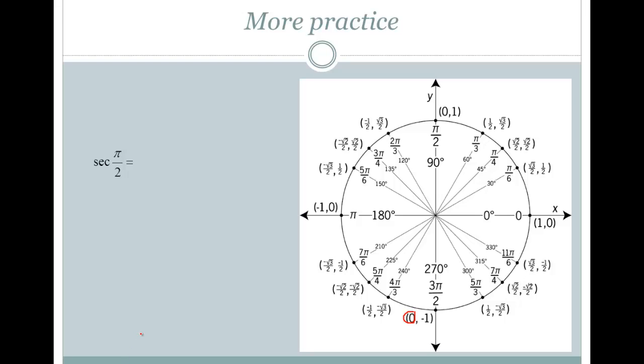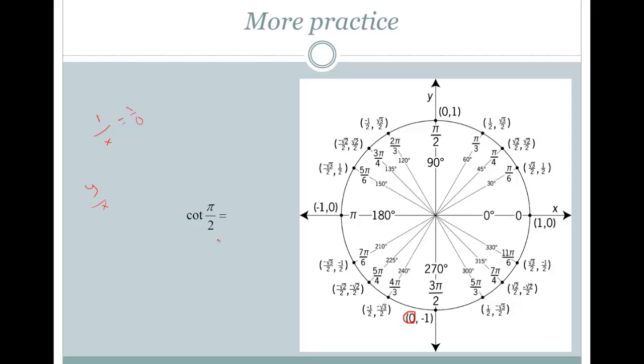Secant of pi over 2. Remember that secant again is 1 over x. Pi over 2 is right here, so I get 1 over 0. Uh-oh. Can't do that. You guys should know that. So we're undefined at that point. So secant is undefined at pi over 2. Can't divide by 0. What about the tangent of 0? Tangent of 0 is y over x. Okay. And so I should just simply get 0 over 1, which is equal to 0.